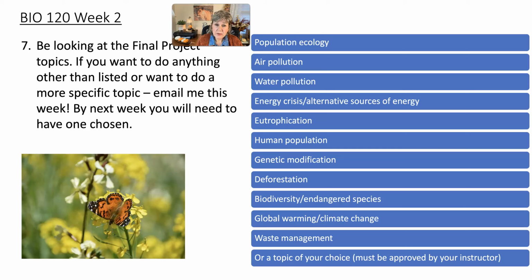Energy crisis and alternative sources of energy. Say you're interested in solar panels. Go for it. You can do a project on that. Eutrophication is the aging out of bodies of water, and this also includes algal blooms, which are a problem. Sometimes you hear these called red tides, which are tremendously important and devastating to bodies of water where you find red tides and algal blooms. So eutrophication is a good one.